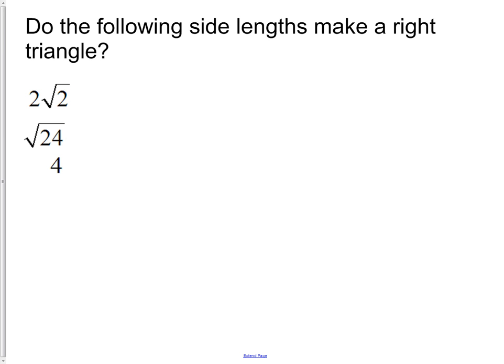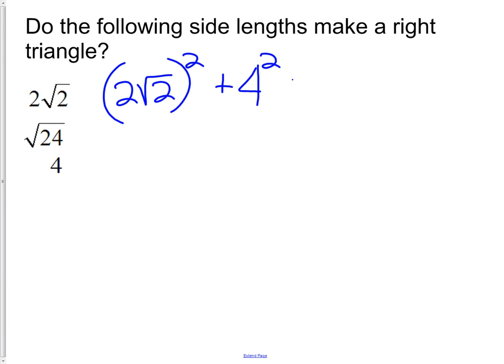Once you do that, you're going to see that the square root of 24 is the largest. So we have 2 square root of 2 squared plus 4 squared equals the square root of 24 squared. Now, as we do this, we're going to be learning a little something new here. We're going to square these parts individually for the first one. We have 2 squared, which is 4.